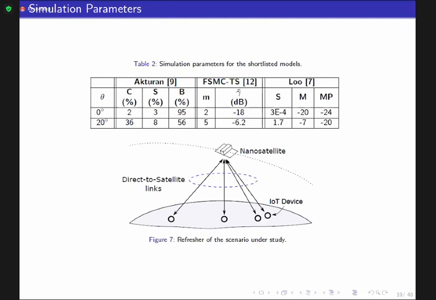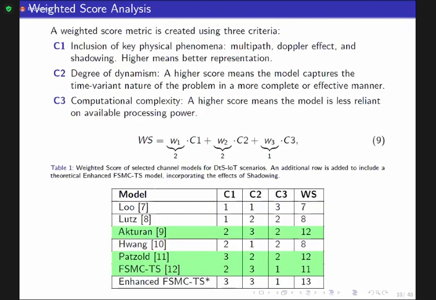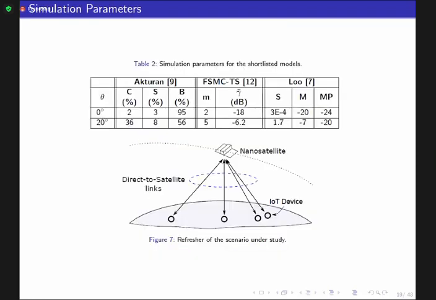So we have a set of models we have shortlisted: the Actura, Patzel, and CTS. We intend to run them through simulations, right? These are the parameters used. You might be wondering why is Liu's model included and why is Patzel's model not included? So unfortunately, due to time constraints as well, we weren't able to model Patzel's model for simulation.